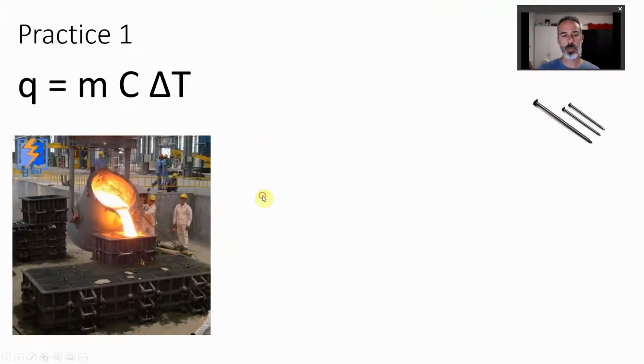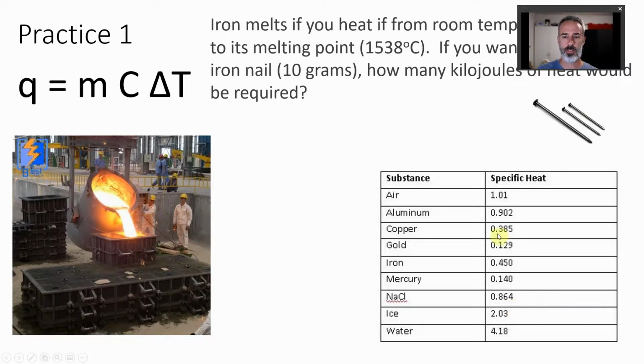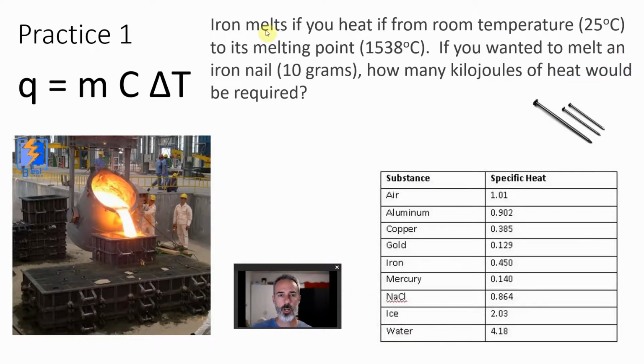All right, so since we understand this, we've practiced this a lot. What I want to know is if you wanted to melt these iron nails in the same way they've melted all of this molten iron over here, given this specific heat table, if iron melts at 1538 degrees Celsius, if you wanted to melt 10 grams of iron nails, how many kilojoules of heat would be required?